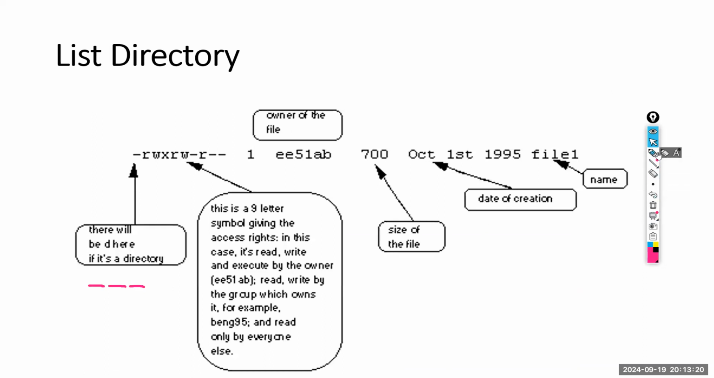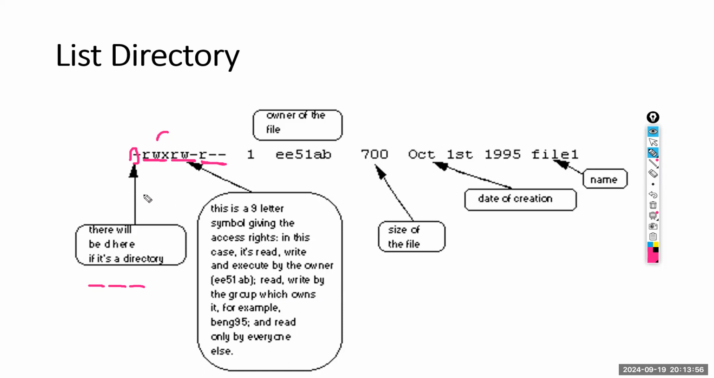So as I told you, if this is blank, it means it's a file. If it is a folder, there will be D. And this is read, write, execute for the user, read and write but no execute for the group. For others, you have only read, no write, no execute. So the file owner user can read, write, execute. The group members can read, write but not execute. Others can only read. So we can change these things.